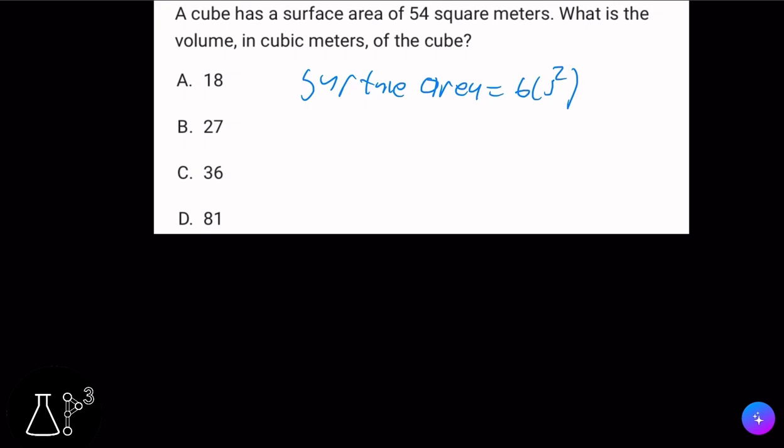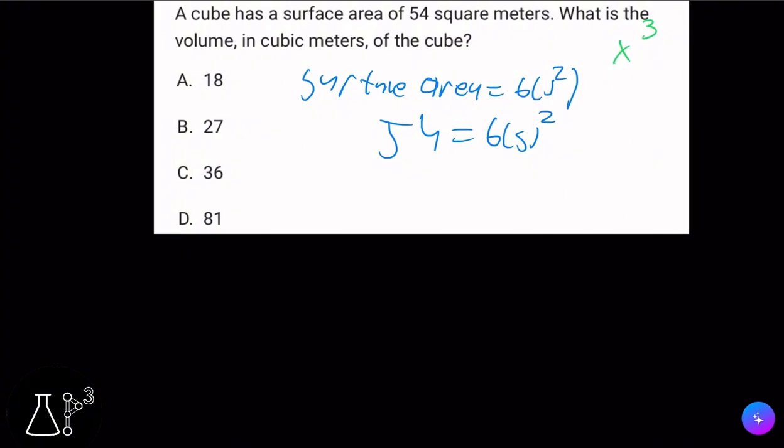In this example, we have a surface area of 54. So 54 equals 6s squared. We're looking for s because we need s to figure out the volume of the cube. The cube has edges, and if we find the length of the edges, we can find the volume of the cube, because as we did in the previous question, the volume of the cube is the edge length to the power 3. So let's solve for the length of the side of the square.